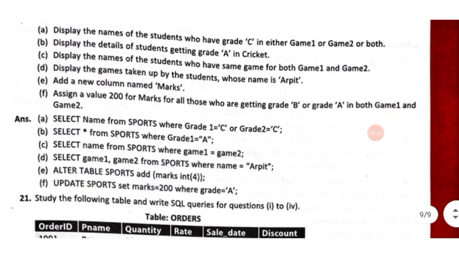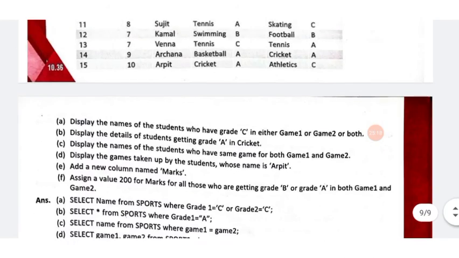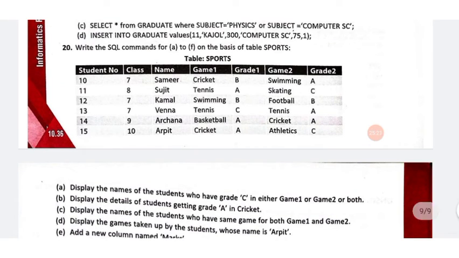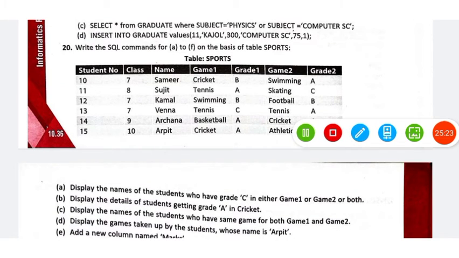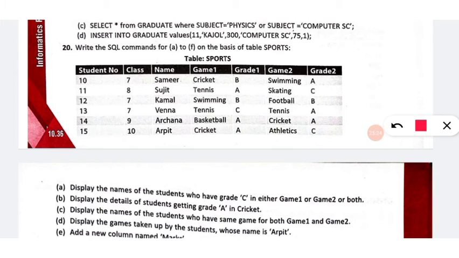The next one: display the names of the students who have the same game for both game 1 and game 2. Display the names of those students who have the same game for game 1 and game 2. So how will we write? Select name from sports where game 1 is equal to game 2, only that much.